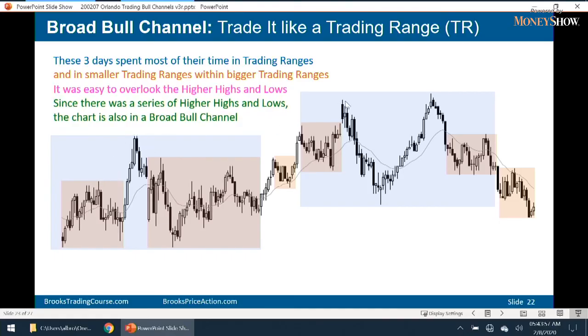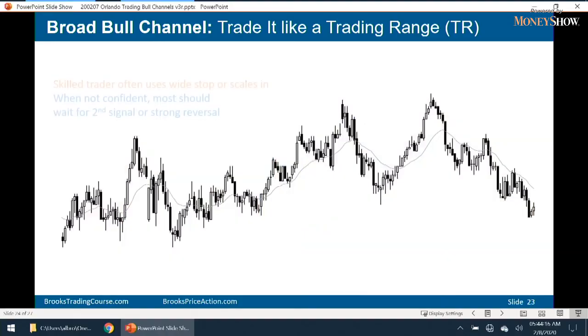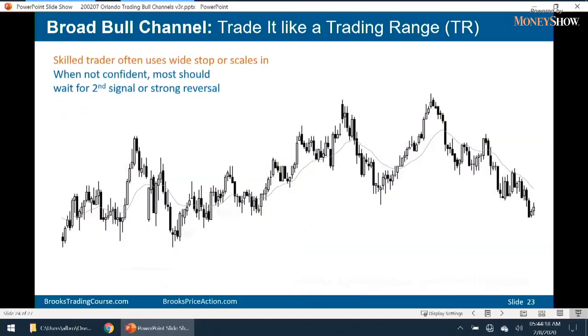Higher high, higher high, higher high, higher low, above that low, higher low, higher low. So strictly speaking, it's a broad bull channel. It's a bull trend, but it's mostly sideways, and I trade it like a trading range. You're looking to buy low, sell high, and scalp.